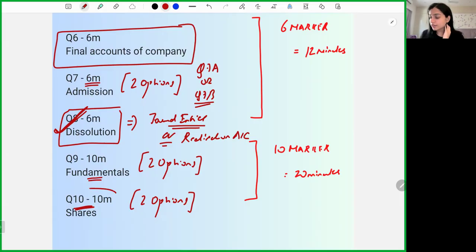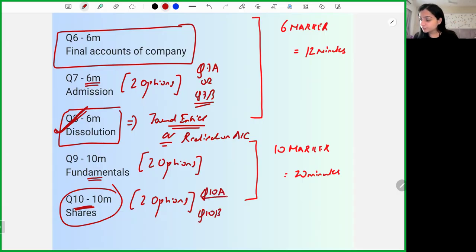Next, we have Shares. Okay. Shares, every year something different. So what are the key topics? Firstly, there will be an option here, Question 10A, Question 10B. Question 10A is a proper question. This question might contain oversubscription and pro rata allotment, may or may not have forfeiture depending on how tough the pro rata part is.